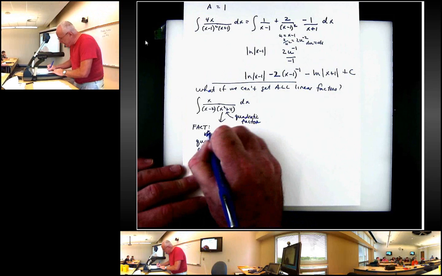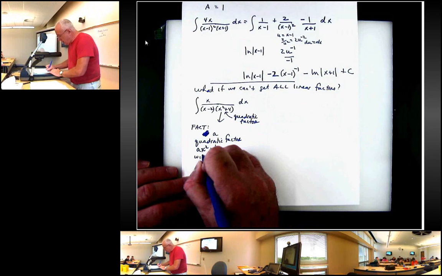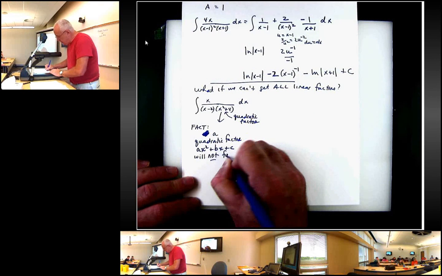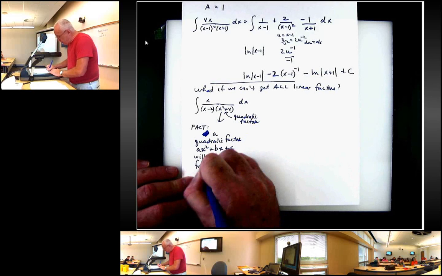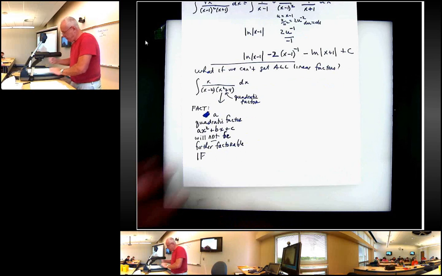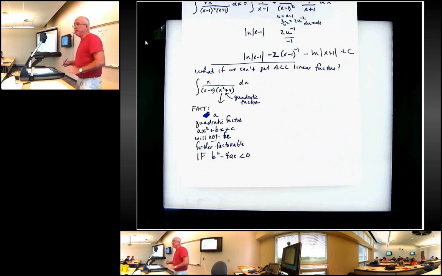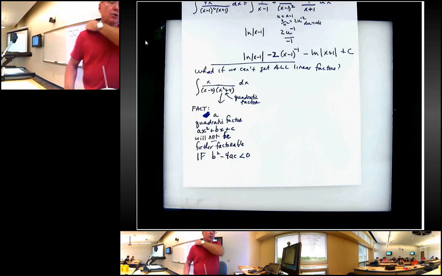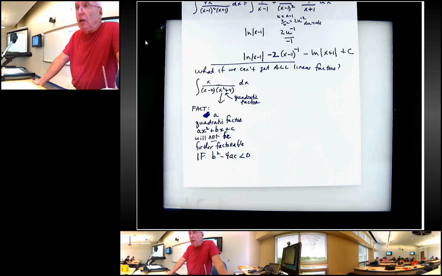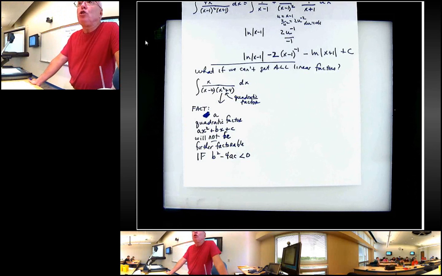Actually, I really want to get rid of that if, because this thing won't sound right otherwise. A quadratic factor will not be further factorable if b squared minus 4ac is less than 0. Now that term b squared minus 4ac you should remember from the quadratic formula. That's what's under the square root radical. What happens when that's less than 0, you end up with two complex numbers with the i. Okay, remember that? Square root of a negative number, you have i as part of your answer.